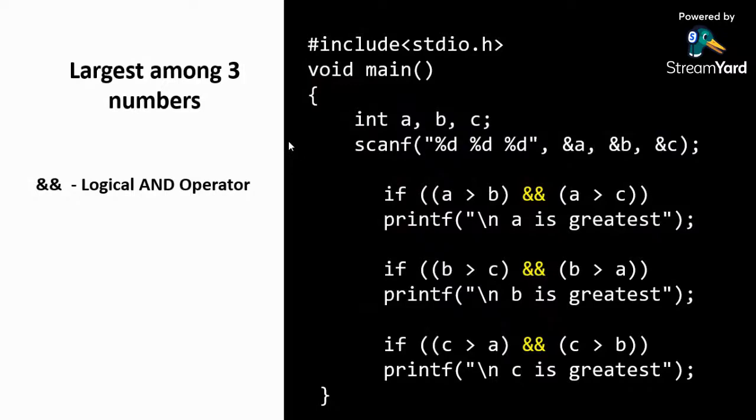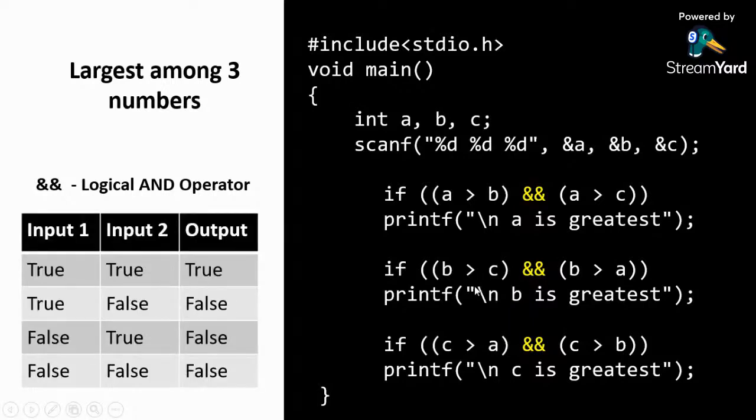Let's see how the AND operator will help us figure out the largest among three numbers. This was one of the programs asked in 2018, I believe. Find out the largest among the three numbers in the given input. If you see here, A, B, C, it's scanning all three values. Then I'm checking if A is greater than B and A is greater than C, then print A is greatest. Else we check if B is greater than C and B is greater than A, then print B is the greatest. Else we check if C is greater than A and C is greater than B, then we print C is the greatest. Only if both conditions are true will the printf statement get executed. See those parentheses, how they are used. Any questions here until now?